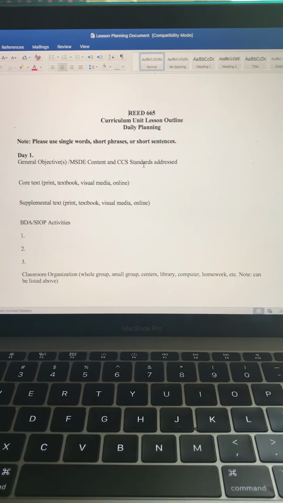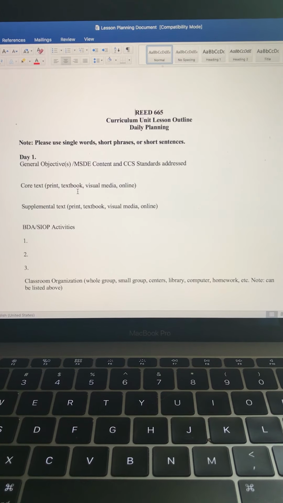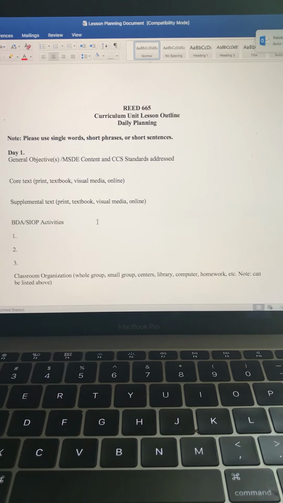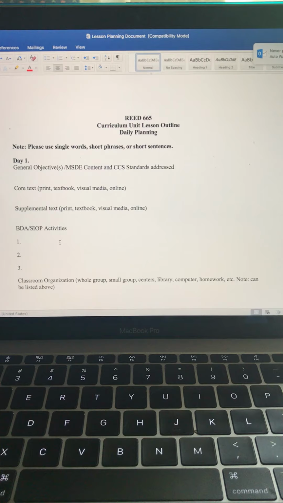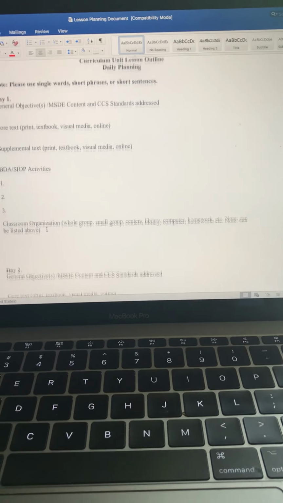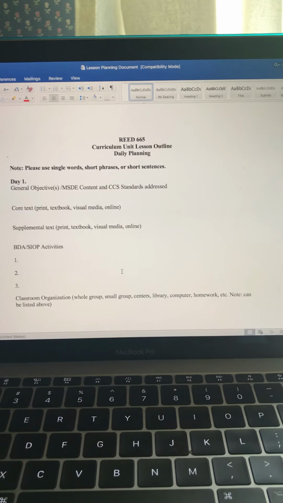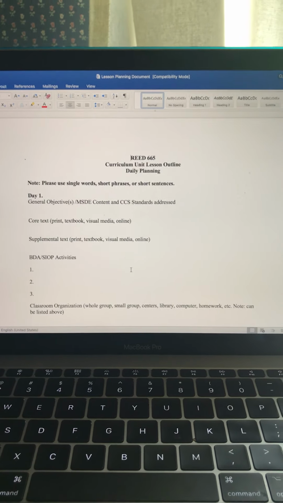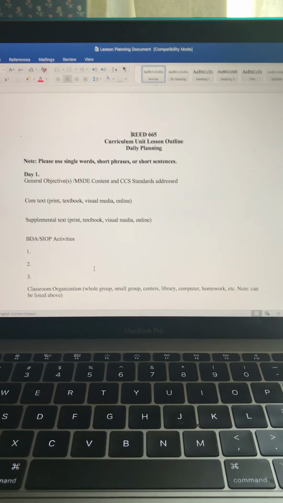You have general objectives, core text, what you are going to be using to support your students in terms of text, any supplemental text, visual media online, any before, during, and after and SIOP activities, and then how your classroom is going to be organized. So that is the final component. Again, this is a template that you use. This is how your lesson plans are going to look.